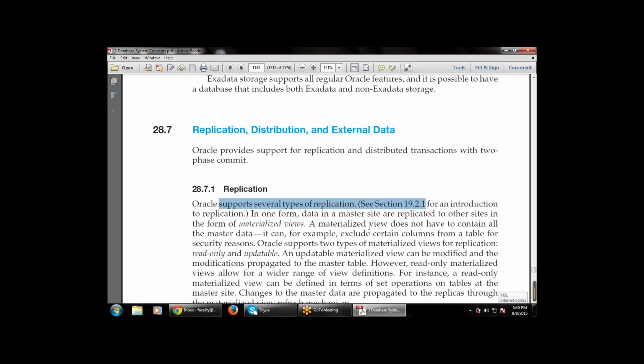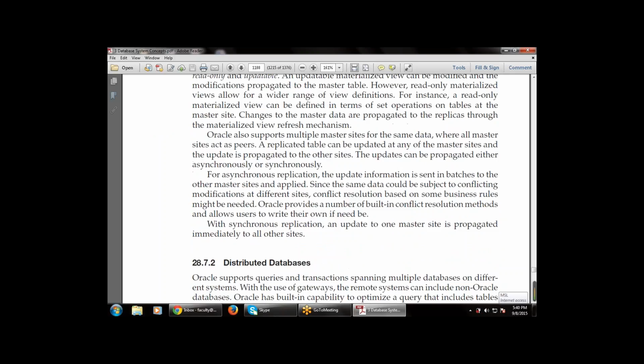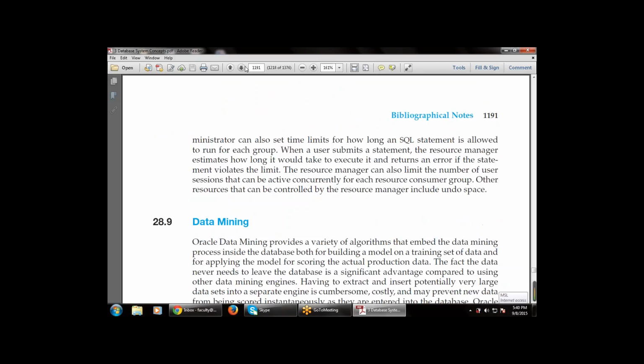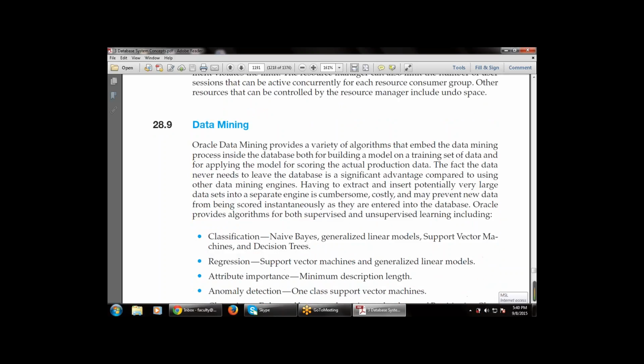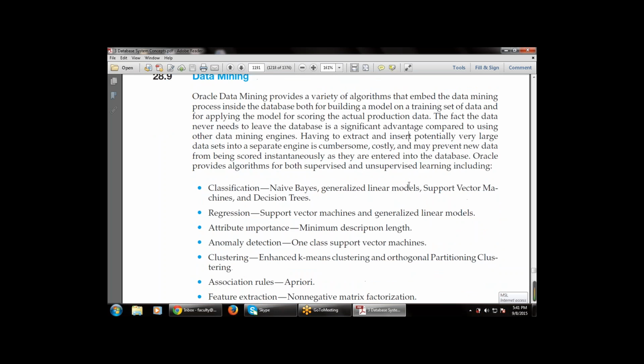Replication means the duplication of the data that is available in a distributed way. Then data mining, that is how to mine the data, how to find the data. That provides a variety of algorithms that embed the data mining process inside the database, both for building a model on the training set of data and for applying the model for scoring the actual production data. So data mining means extracting data from the database for building the model on the training set and applying the model for scoring the actual production data.